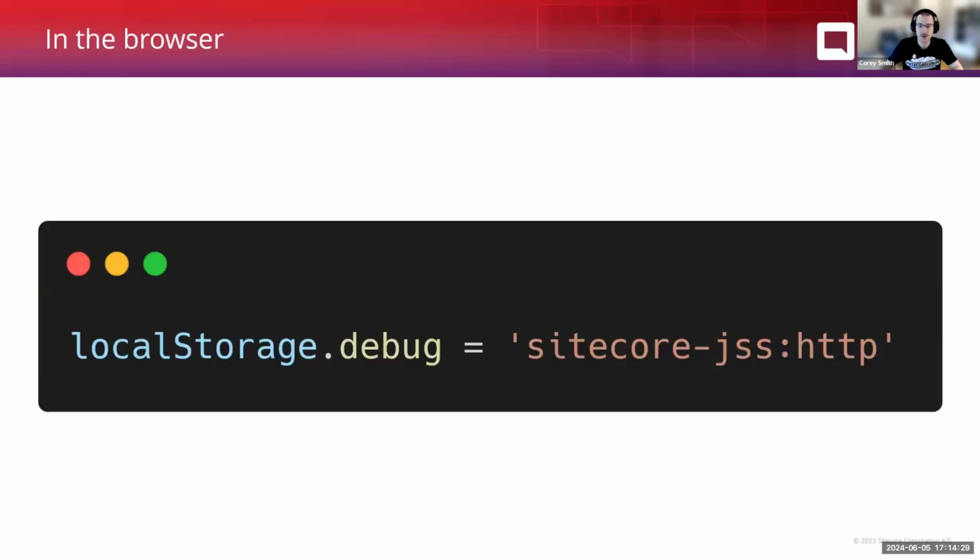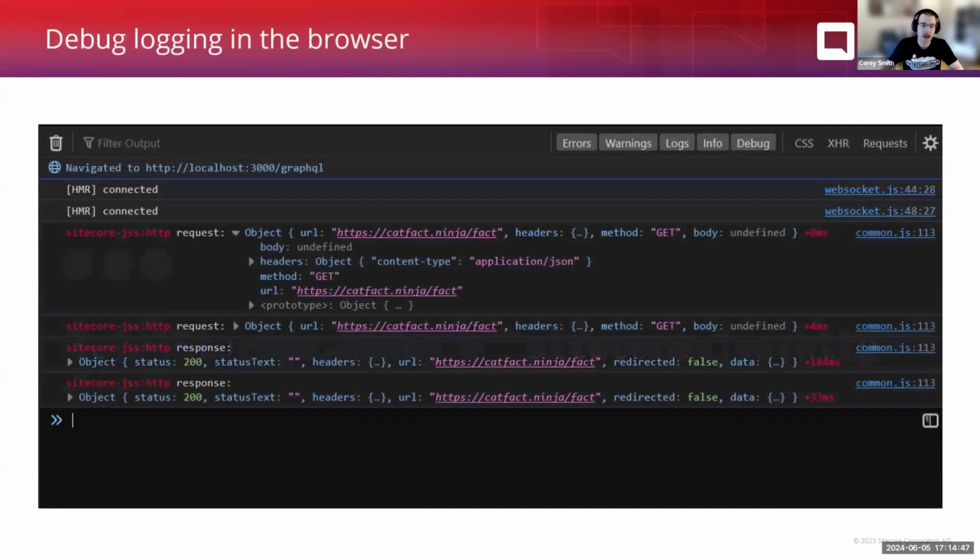If you use the native data fetcher or GraphQL request client in the client, like in a component, if you use it in a use effect hook, for example, you can see logs for that in the browser console by setting that debug property, as I've shown here, on local storage. And then that will actually trigger some debug logging in the browser to happen.